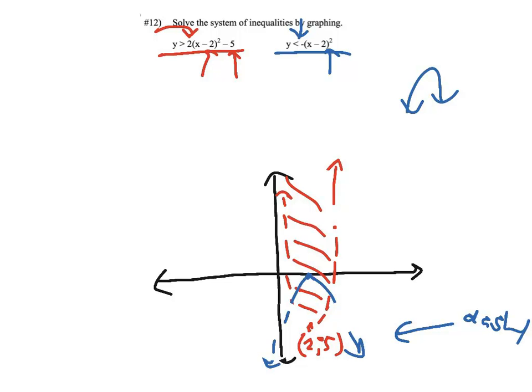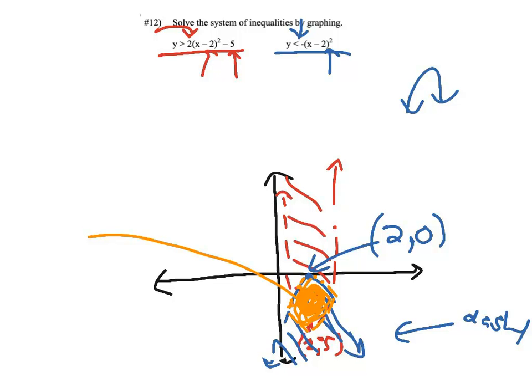And it is shaded below. Should label that vertex. Vertex was 2, 0. So our answer is the combination of those. It's where they overlap. It's where the blue and the red overlap. Overlapping in this area, and its boundary, once again, is dashed. So our answer is in here. That is 12.